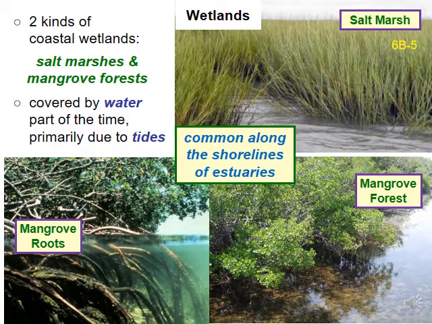Slide 5. Wetlands. Wetlands are marshy or swampy areas that are out of the water part of the time and covered by water part of the time, hence the name wetlands. In coastal areas, wetlands are covered by water about half the time at high tide, though freshwater runoff can play a role as well when it rains. Wetlands are often found along the borders, edges, of estuaries. There are two kinds of coastal wetlands, salt marshes and mangrove forests. Both are covered by special, salt water-tolerant plants, not ocean algae. Salt marshes are dominated by grasses, reeds, while mangrove forests have mangrove trees.